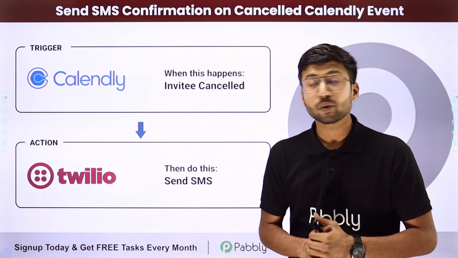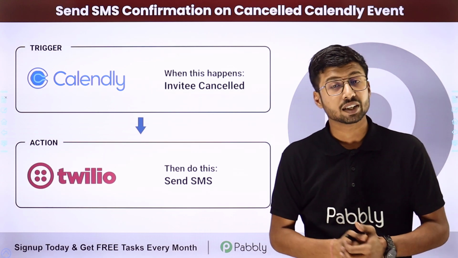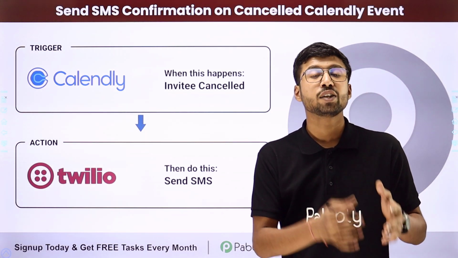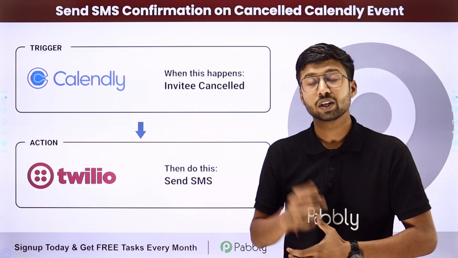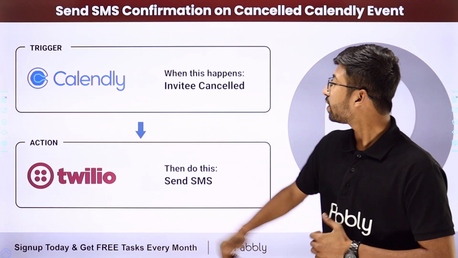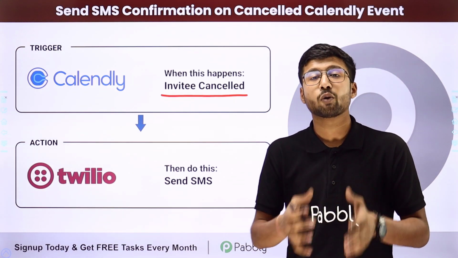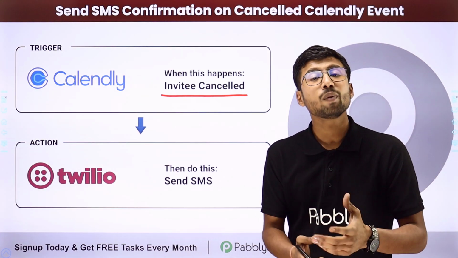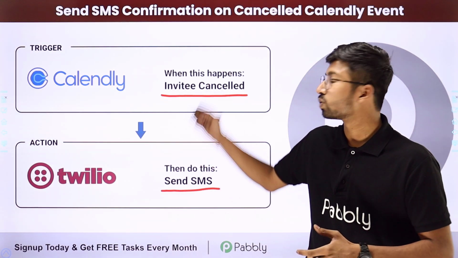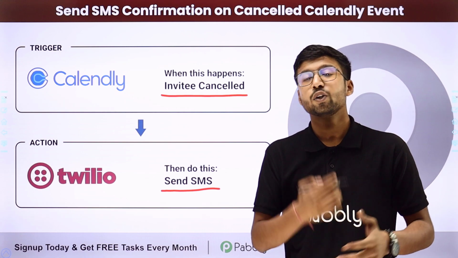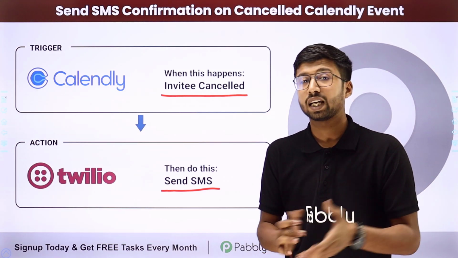So in this video, we are going to learn how to send SMS confirmation on cancelled Calendly event. Now, if you're using Calendly to get appointments from your customers, this automation is going to help you a lot. Using this automation, whenever a customer or a client or an invitee cancels an appointment with you in Calendly, we are automatically going to send an SMS confirmation with the cancellation details to the same user.